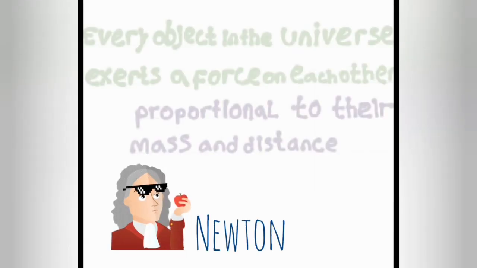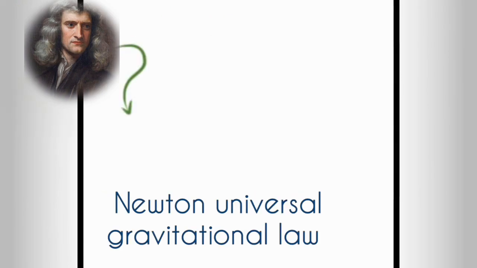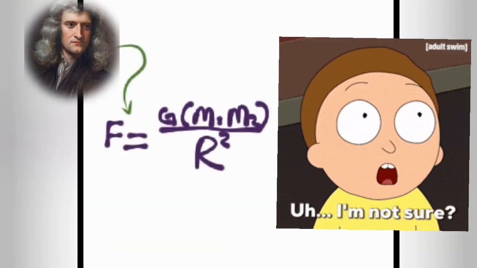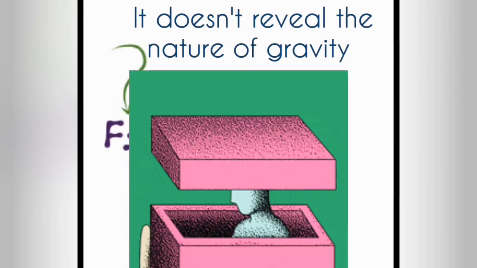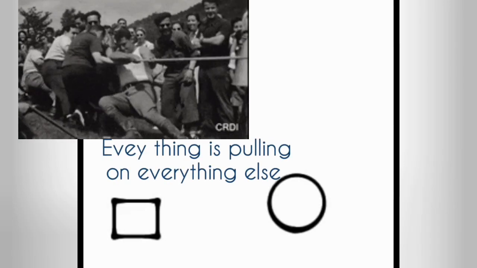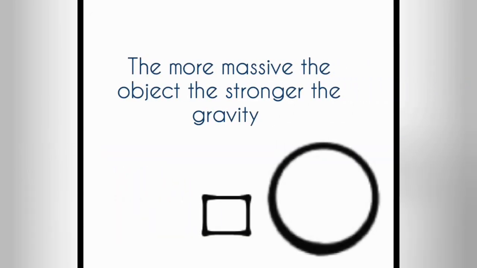Every object in the universe exerts a force on each other which is proportional to their mass and distance. We are all familiar with Newton's universal gravitational law, but to be honest, his theory leaves me unsatisfied. I mean, it doesn't reveal much about the nature of gravity itself. Hear me out. The law states that everything is pulling on everything else with a gravitational force. The more massive the object, the stronger the gravitational pull.